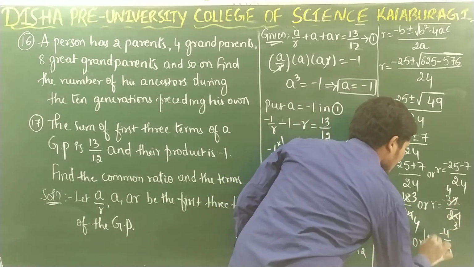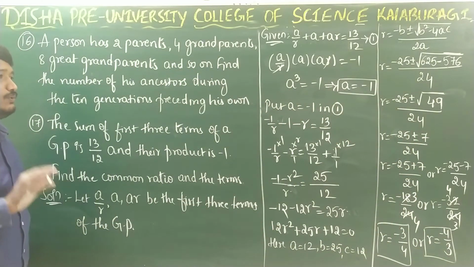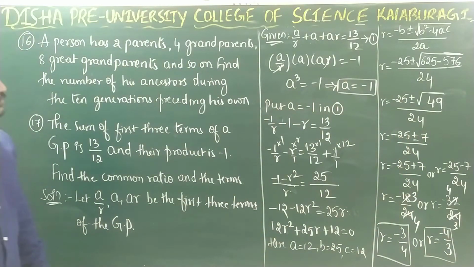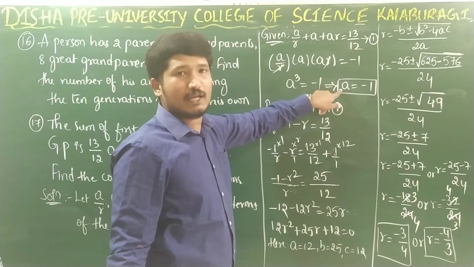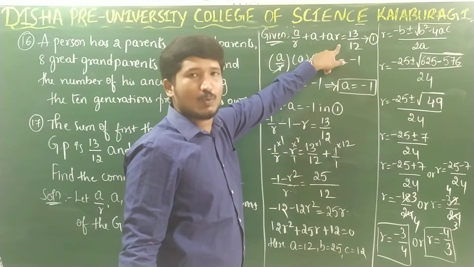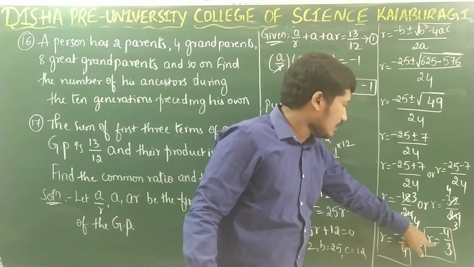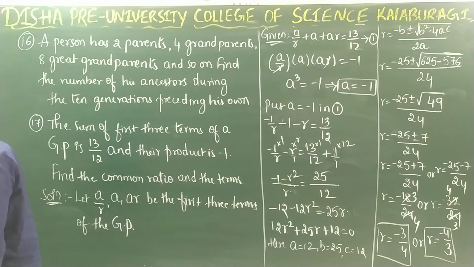So here you got two values for the common ratio, right? We have considered the given terms and obtained the value for A. I have substituted the value for A in equation number 1 and got the value for R. So I hope you understood till here, right?